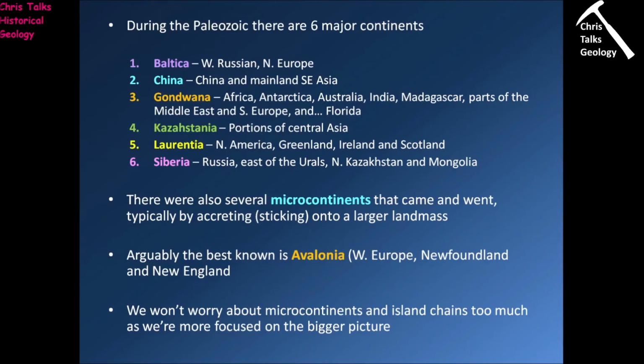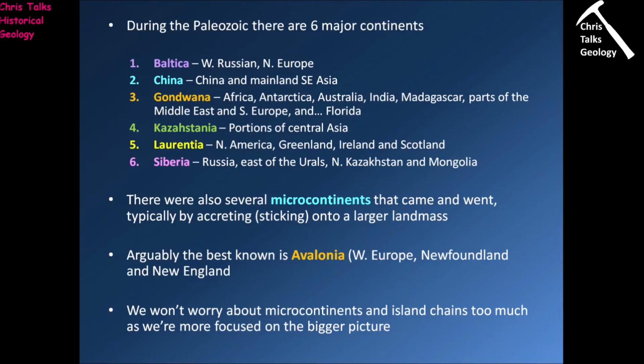during the Paleozoic. Now there's also going to be smaller pieces of continental crust moving around, and these are referred to as microcontinents. And most of these microcontinents will typically get destroyed during the Paleozoic as they run into the larger pieces of continental crust and they accrete onto the side.